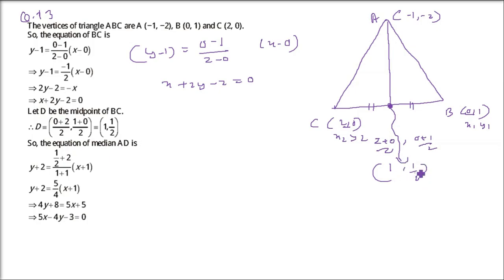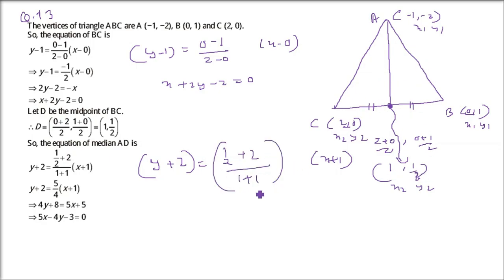Now we have 2 points. A point (-1, -2). Another point is (1, 1/2). So just make it a line. Take this as x1, y1, this as x2, y2. So you get y minus y1, that is y minus of minus 2, y plus 2 it will be. And you have x minus x1, x minus of minus 1, x plus 1. And y2 minus y1, that is half minus of minus 2, that is half plus 2. And you have 1 minus of minus 1, so 1 plus 1. So this we are able to solve. 5x minus 4y minus 3 equals 0 is your equation. This is the final equation.